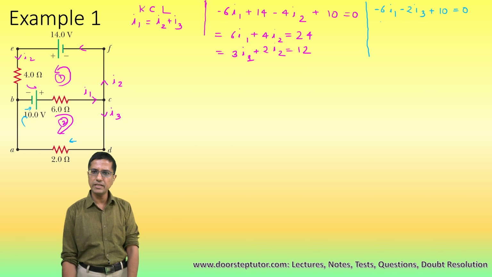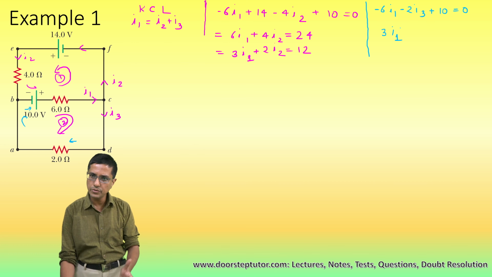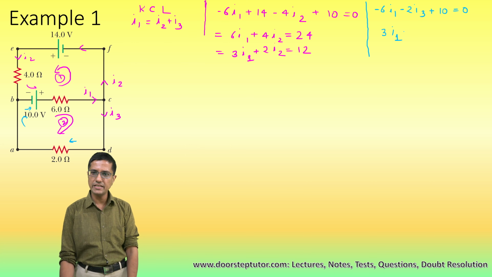Again very simple, nothing complicated. We are doing things very simply here. So this again becomes 3i1. Okay, so we'll try to divide everything by 2 again and change the signs a little bit. So this becomes plus i3 is equal to 5.